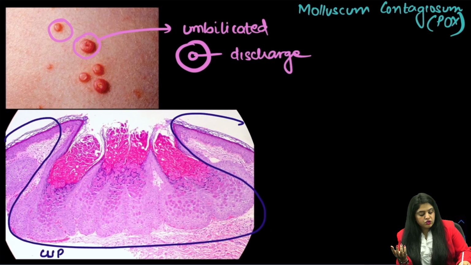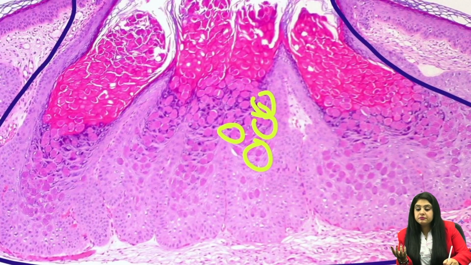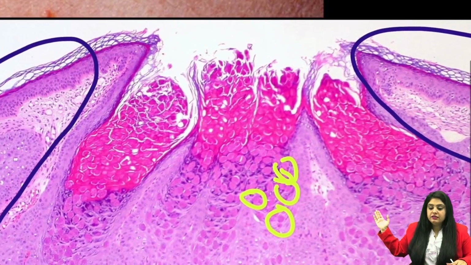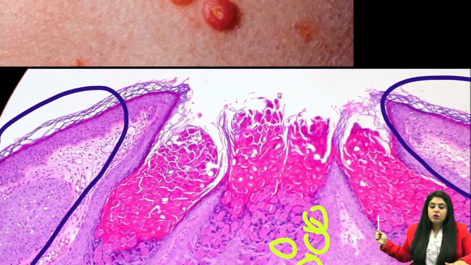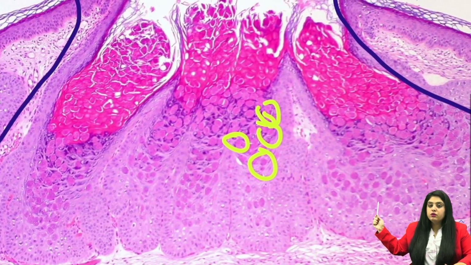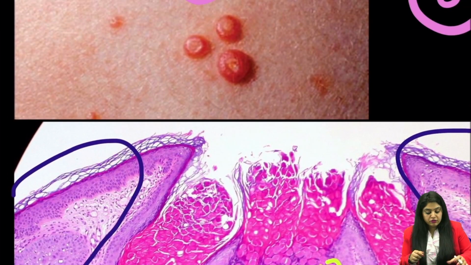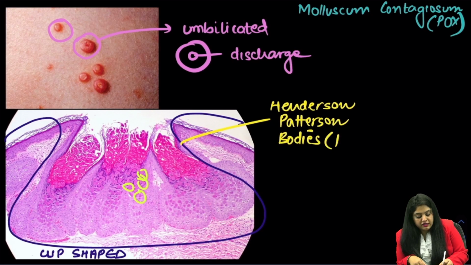Under the microscope, I saw there was a cup-shaped lesion, and inside that cup-shaped lesion, I could see lots and lots of pink color bodies. All of you can visualize these: if you go from the bottommost all the way up, you can see them right till the upper layer. These pink dots are known as the HP bodies. What are HP bodies? These are referred to as the Henderson-Patterson bodies.